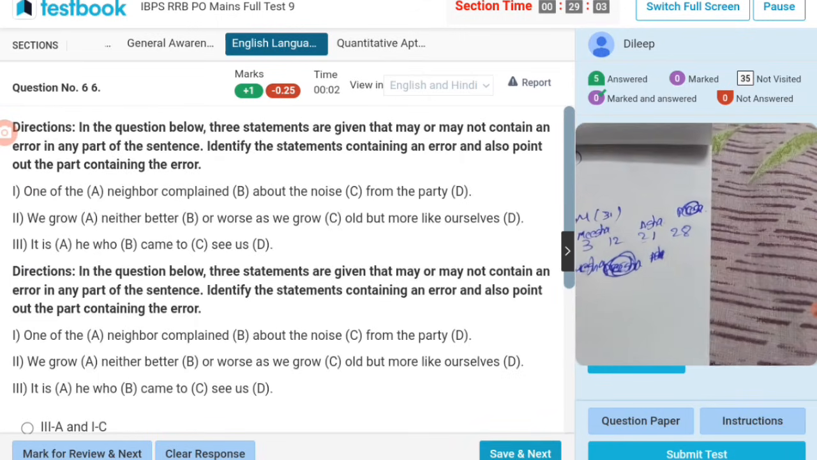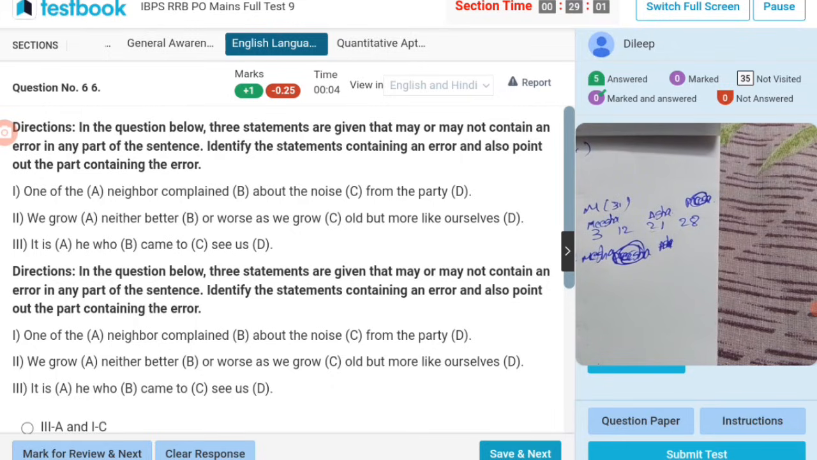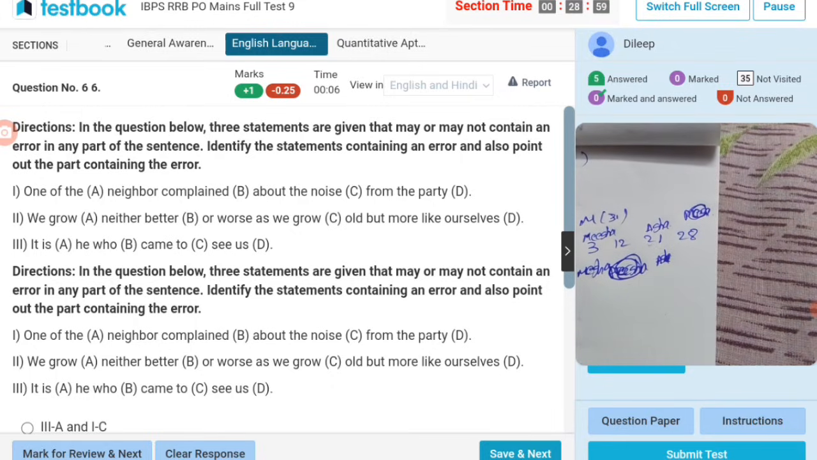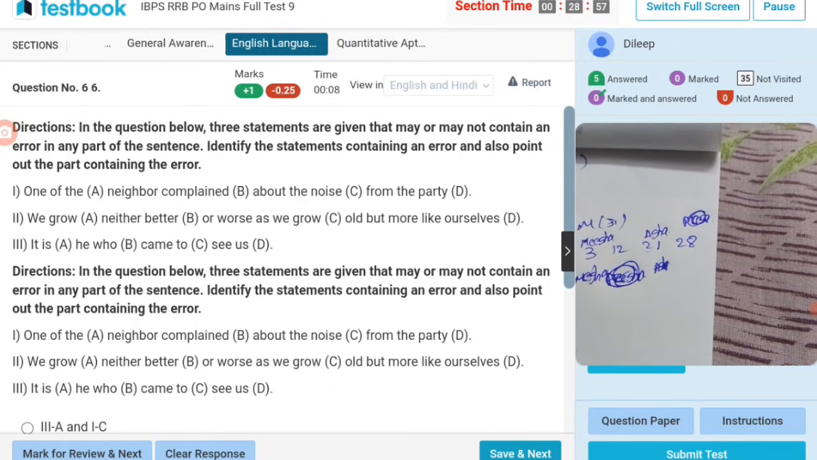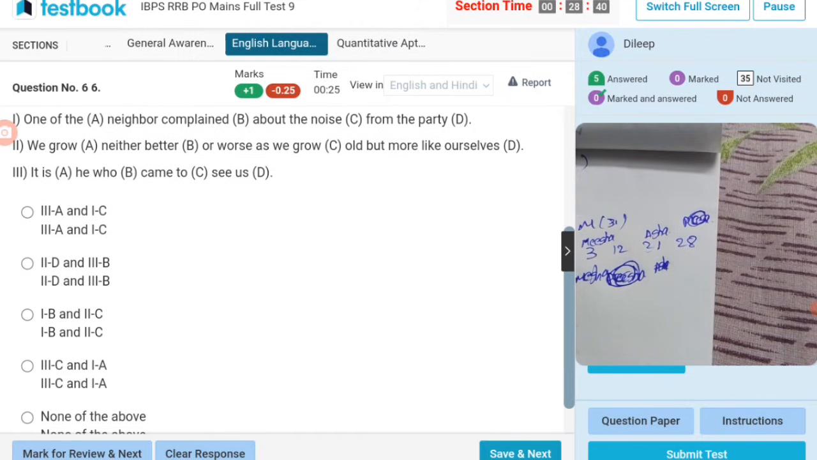In the question below, three statements are given that may or may not contain an error in any part of the sentence. Identify the statements containing an error and also point out the part containing the error. One of the neighbors. So I think 1B.